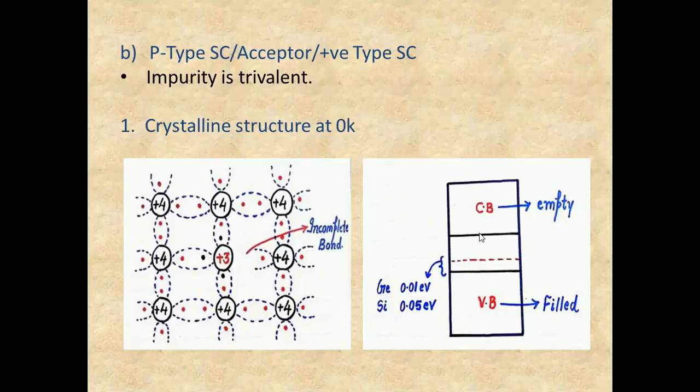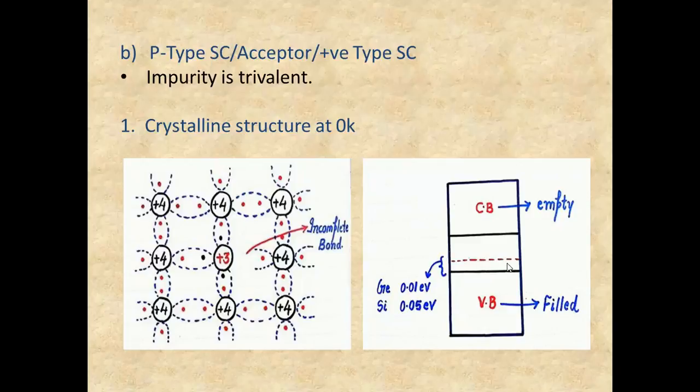And this is the energy band diagram, same thing, same everything. The only difference is there we had the donor energy level, here we'll have the acceptor energy level, and it will be close to the valence band instead of the conduction band. There it was very close to the conduction band, but here it will be very close to the valence band. And the additional energy required to detach will be the same for germanium and the same for silicon.